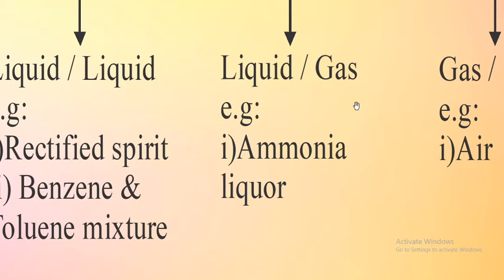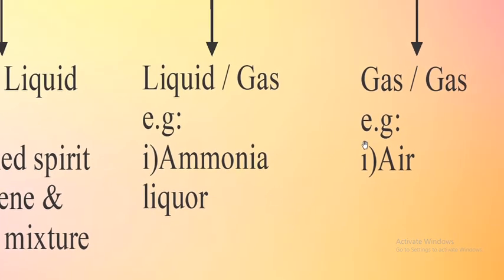Next, liquid-gas homogeneous solutions. For this, a very well known example is aerated drinks or soft drinks. What happens in those? They dissolve carbon dioxide gas into water. So, gas dissolved into water or liquid. Gas-liquid homogeneous solutions, we can say them. Next, gas mixture. A very well known example is air. Air is a mixture of so many gases like carbon dioxide, hydrogen, nitrogen, oxygen. So it is a gas homogeneous mixture. In all these, after mixing, the components seem like one component. So they are called homogeneous mixtures.